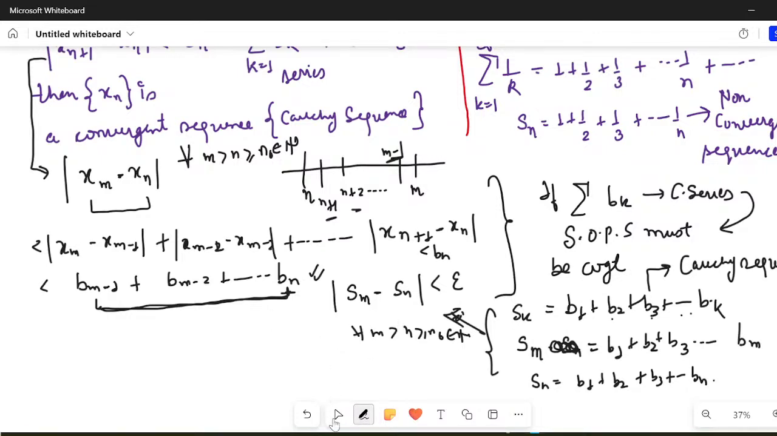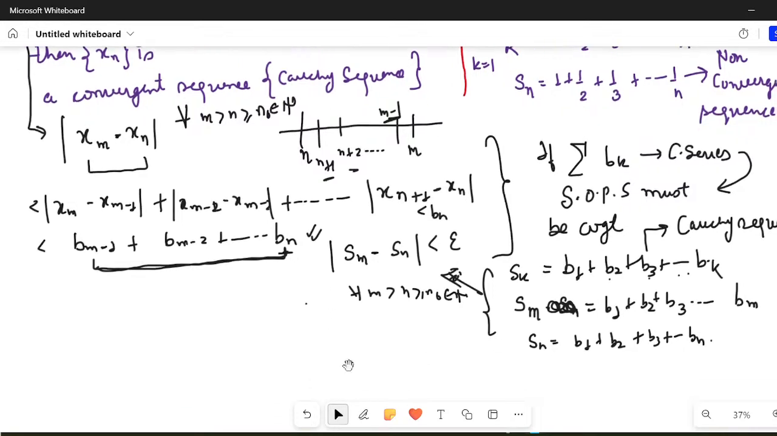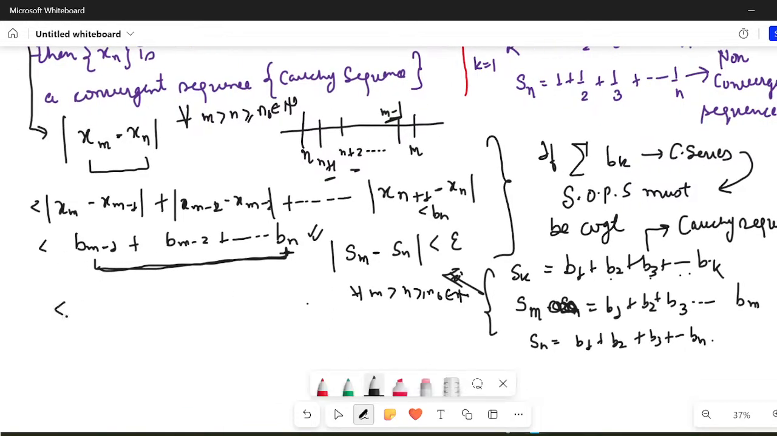And if I want to go a step ahead, then I can write this to be less than |b_{m-1}| plus |b_{m-2}| and so on up to |bn|. If they are positive, then it will be fine. Otherwise, I can write in this fashion. Isn't it? Yes or no?